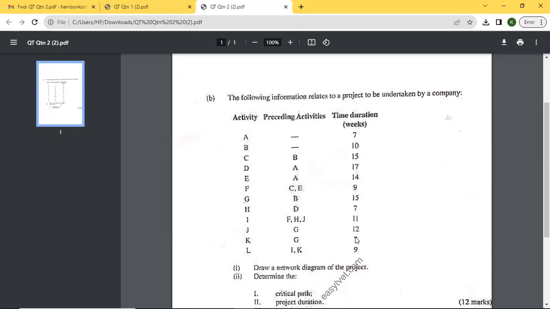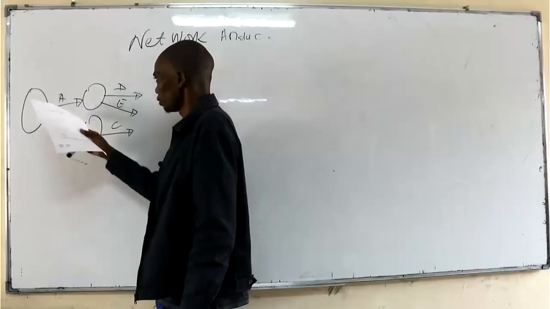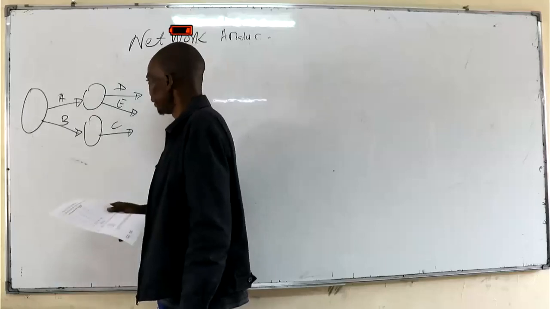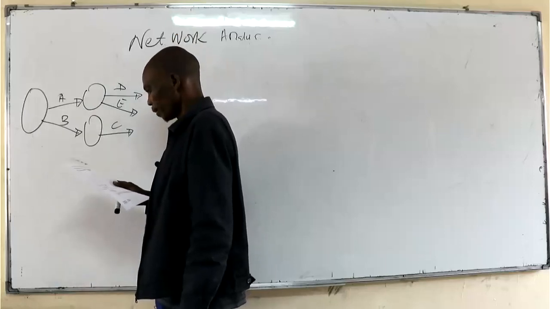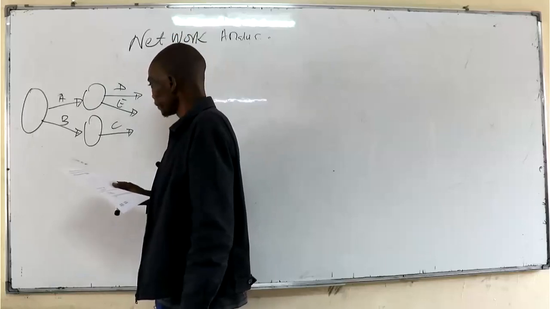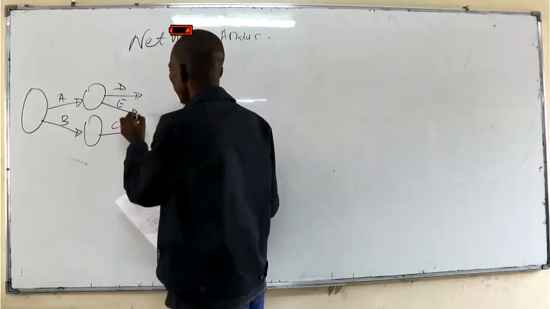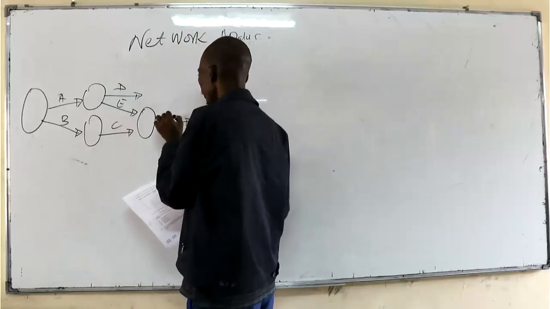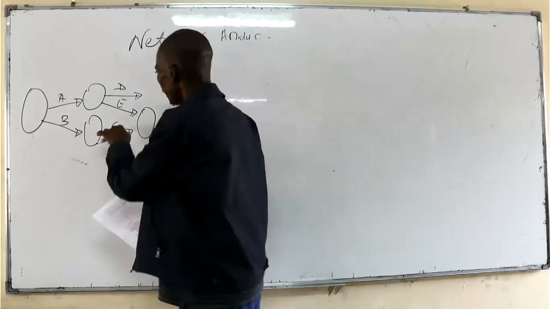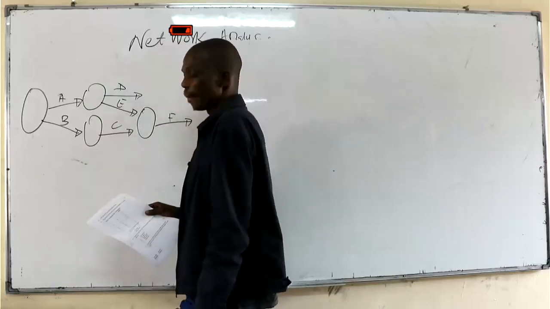For E to start, A must also end. So there is also E here. D and E are starting at the same time, which means they share the same tail event. So A must end for us to be able to start D and E. Then for F to start, C and E must end. So F, E and C are sharing what we call the same head event.